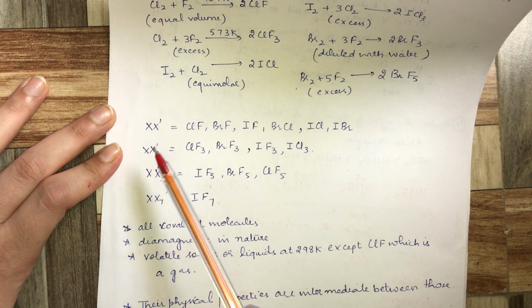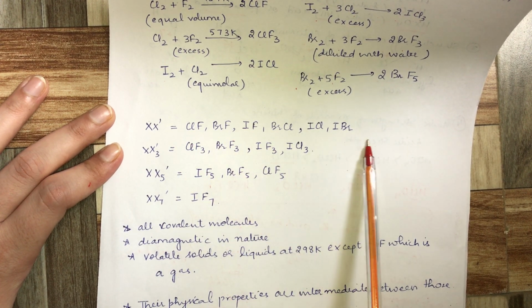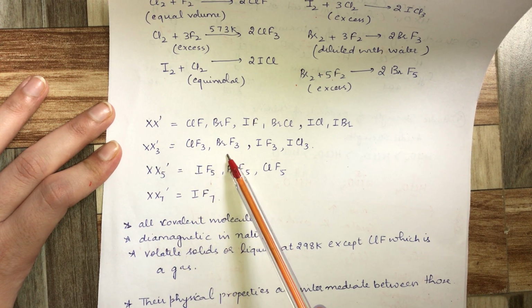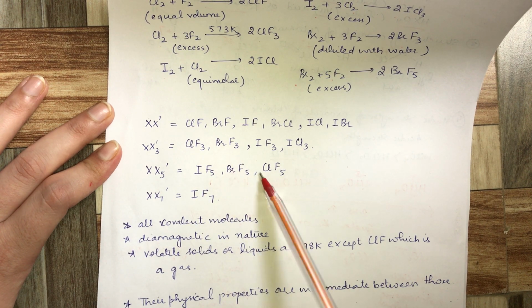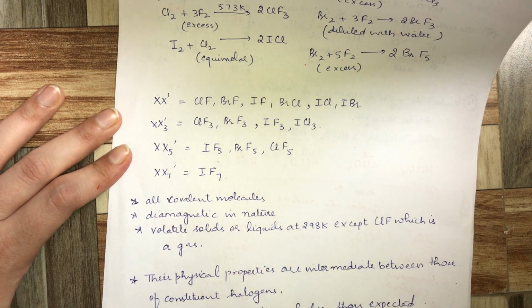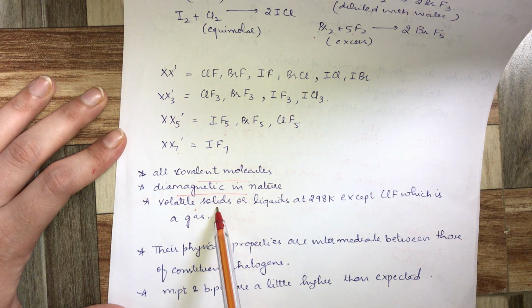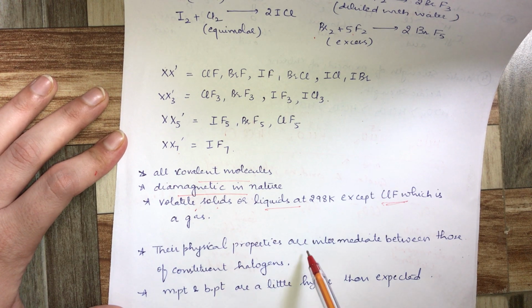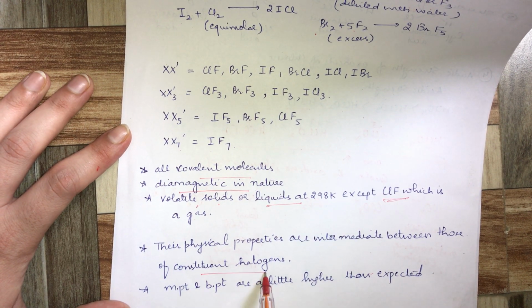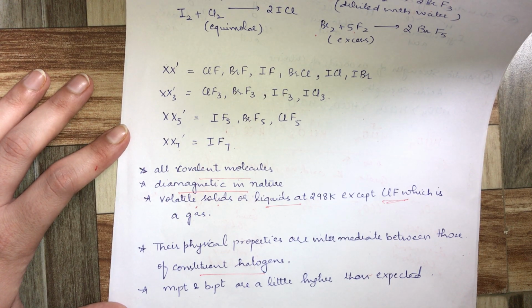Examples of XX': ClF, BrF, IF, BrCl, ICl, IBr. XX'3: ClF3, BrF3, IF3, ICl3. XX'5: IF5, BrF5, ClF5. XX'7: IF7. All of these compounds are covalent, they are diamagnetic, and they are either volatile solids or liquids, except ClF, which is a gas, right? Their physical properties are intermediate between those of the constituent halogens. The melting and boiling points are a little higher. Why are they higher? Because they have greater electronegativity difference, so there is some ionic character.